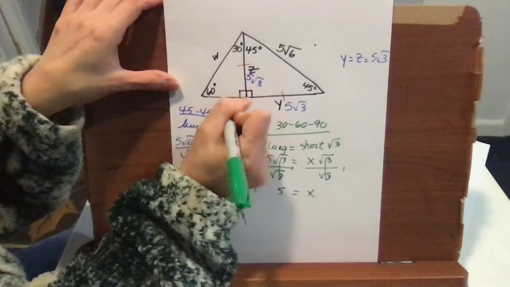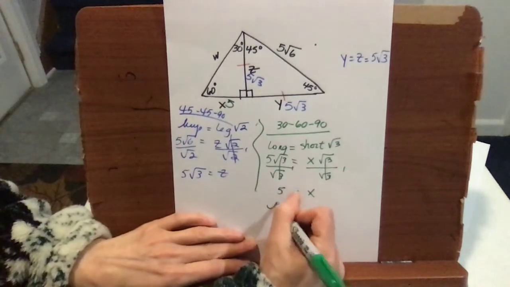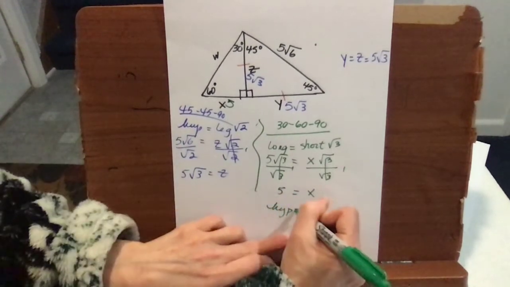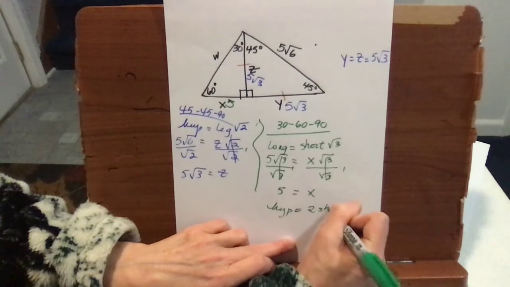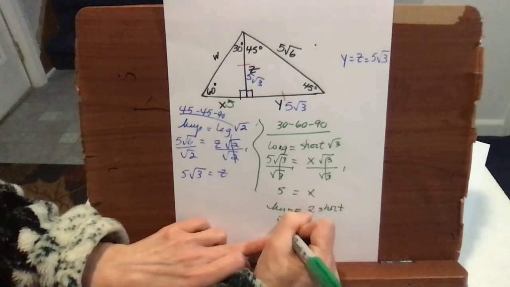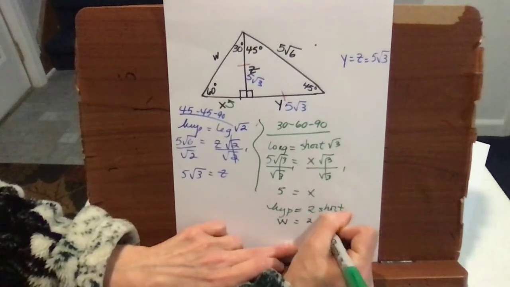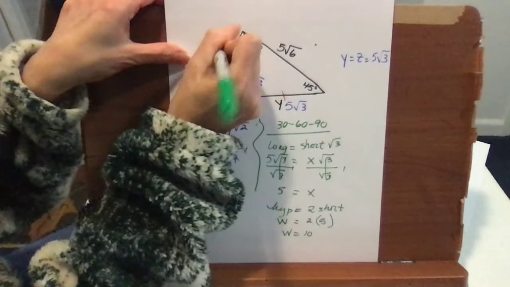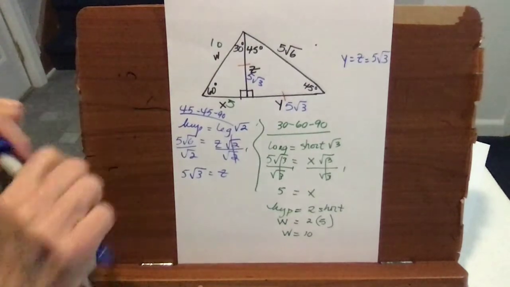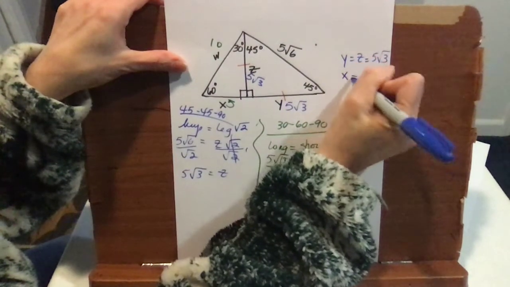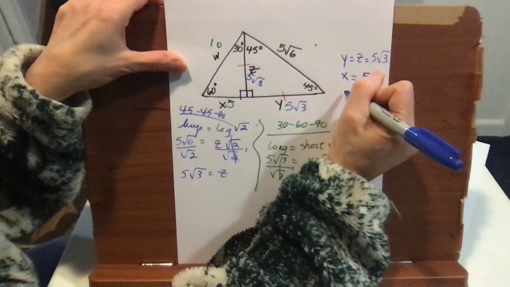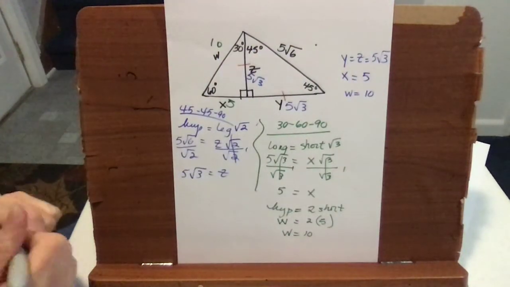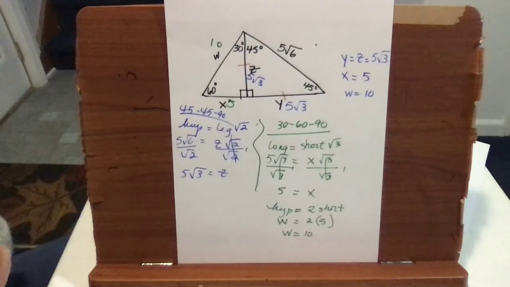So we have 5 here. And to get our hypotenuse, it's 2 times the short leg. So w is our hypotenuse. And it's 2 times 5. So w equals 10. We put that here. And keeping our running list, x is equal to 5, and w is equal to 10. So we have everything, and that's how you solve multi-step problems involving the special right triangles.